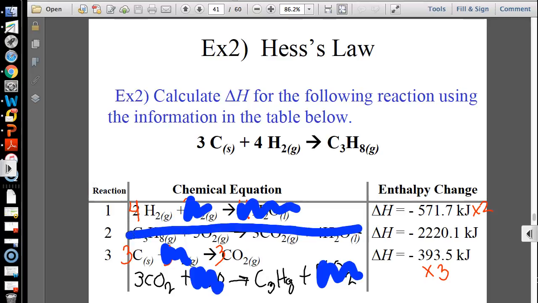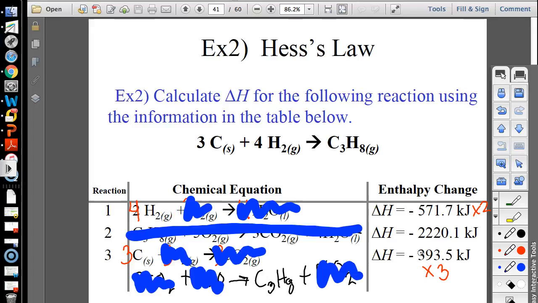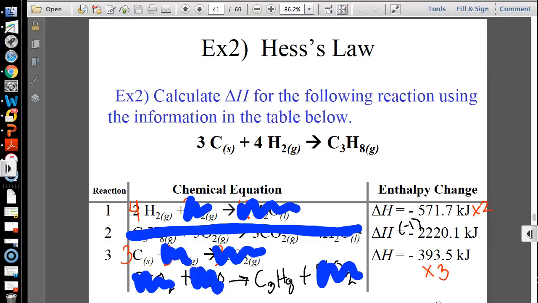That's gone, right? We got rid of that. And then I have 3 carbons, and I wanted 3 carbons. I have 3 carbon dioxides, and 3 carbon dioxides, and all that's left is what's showing. So this one has to be multiplied by 2. This one has to be multiplied by -1, because I flipped it. And now it has to be multiplied by 3, and you're going to add them up.